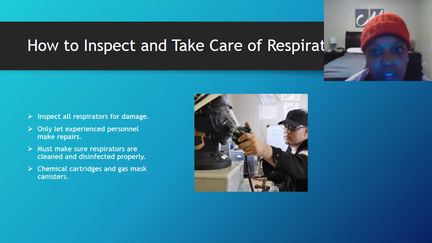How to inspect and take care of respirators. Inspect your respirators for damage. Only let experienced personnel make repairs. Must make sure respirators are cleaned and disinfected properly. Chemical cartridges and gas mask canisters must be changed out on a regular basis.